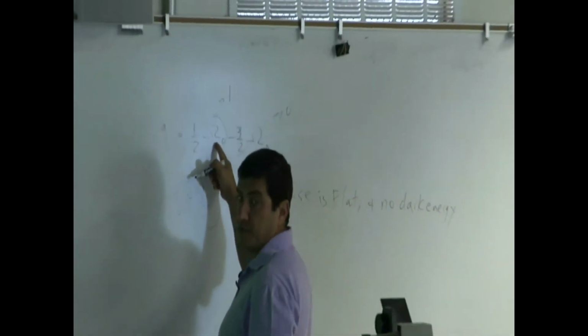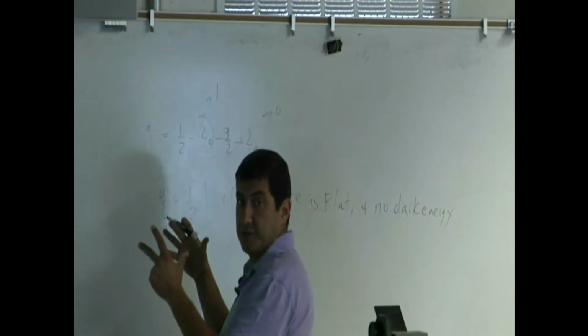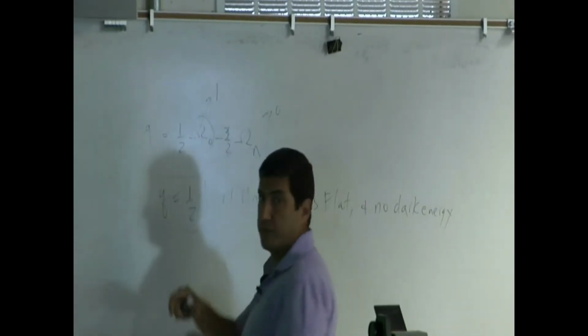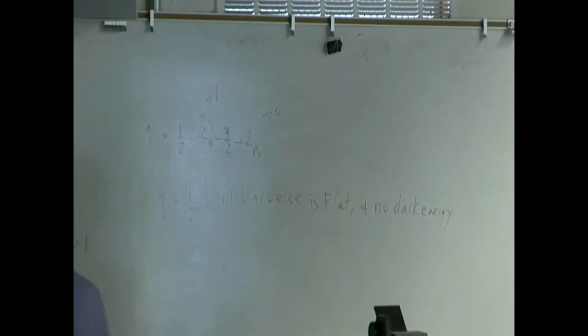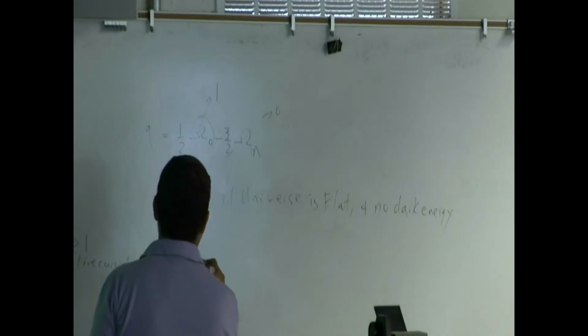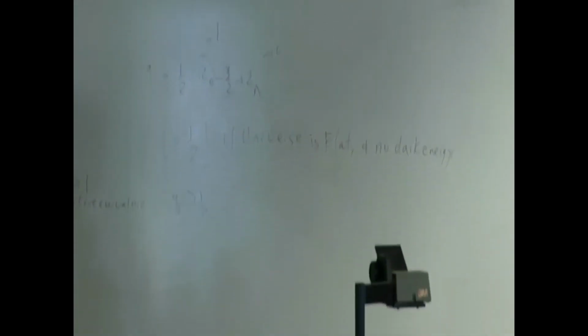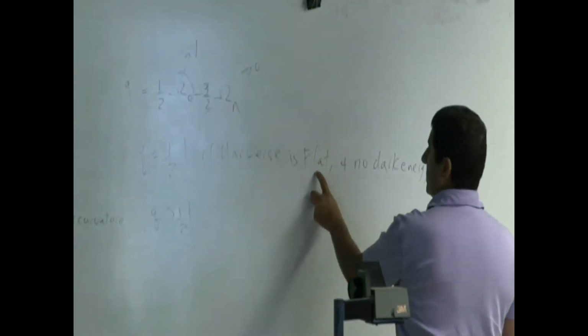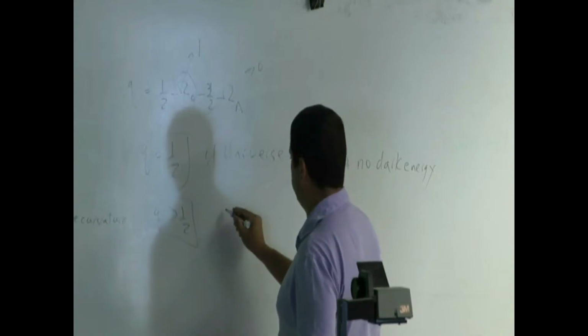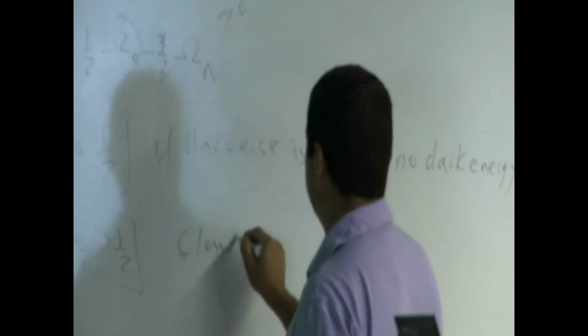If we think that the universe is positively curved, with no dark energy, that means omega 0 is greater than 1. Okay? Positive curvature. Omega 0 greater than 1 is going to make the universe positively curved. That means Q is going to be greater than half, you see? So this will make the universe a closed universe.